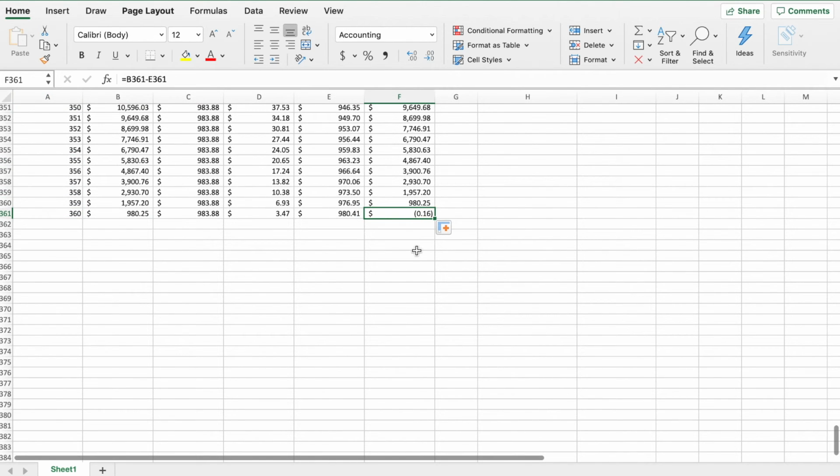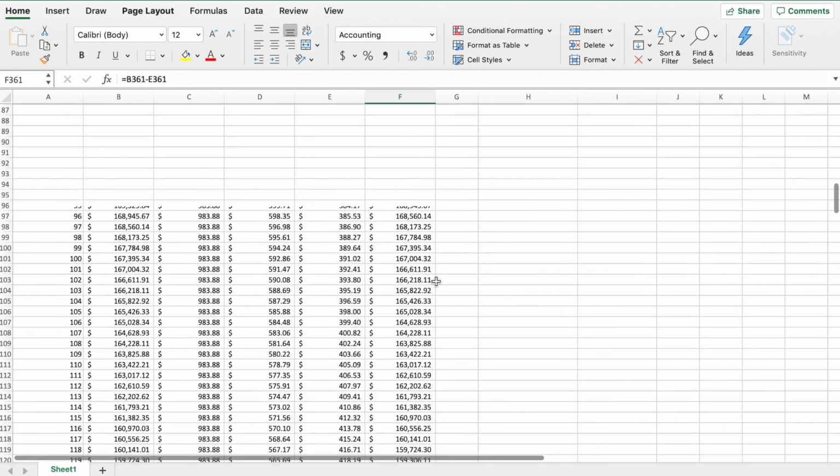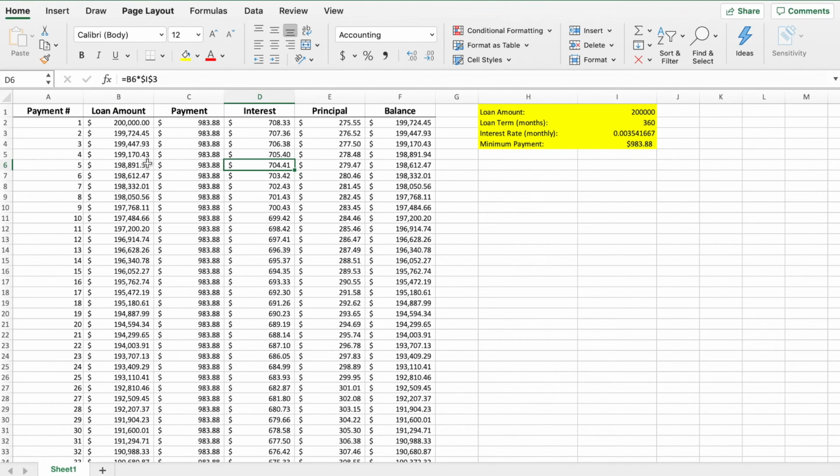You can see it brings us to actually paying 16 cents too much. So let's change that to 16 cents less. So that last payment is a tiny bit less, and then it gets you to a zero balance. But that's it. This is your amortization schedule. Hopefully that was helpful and you can create it at home.